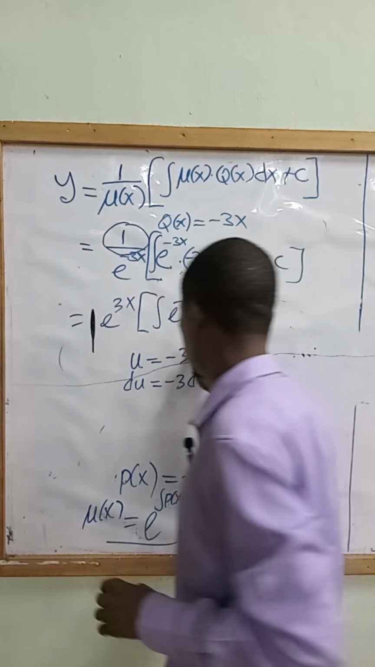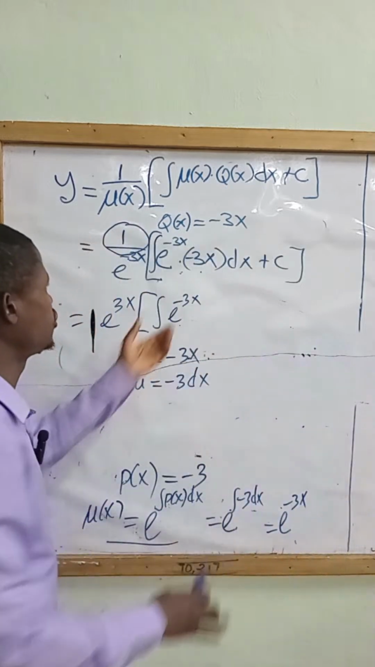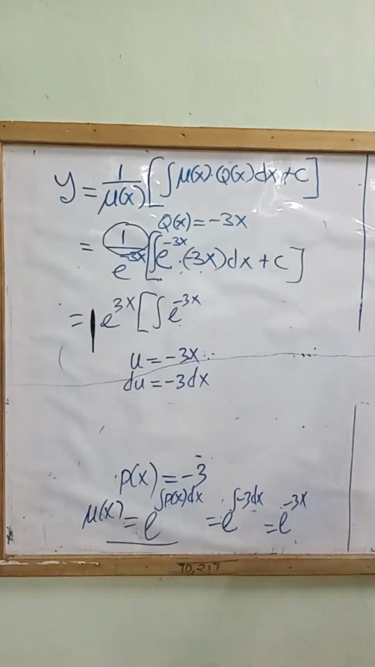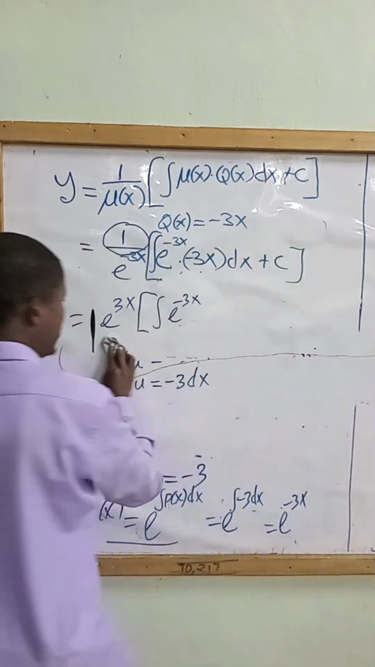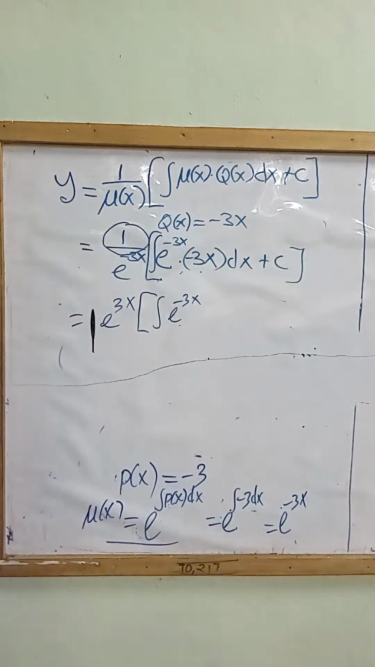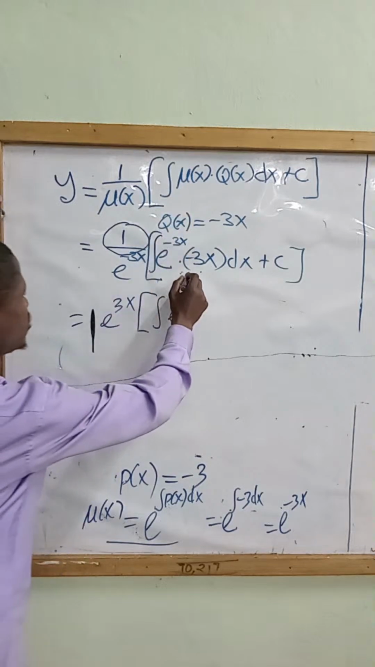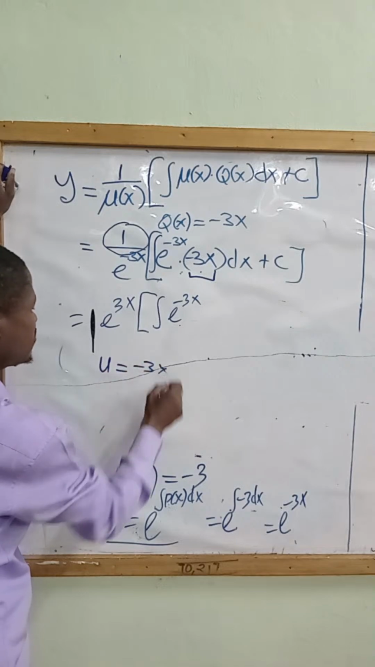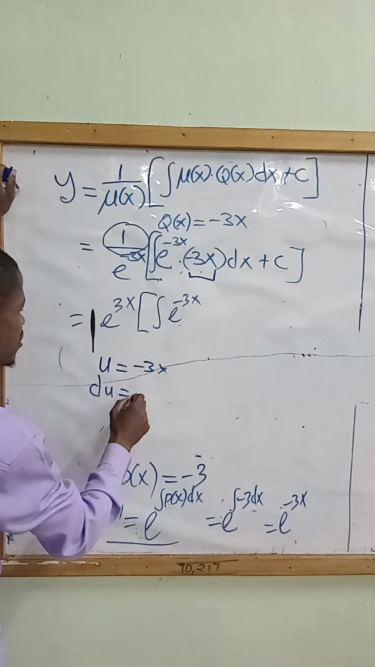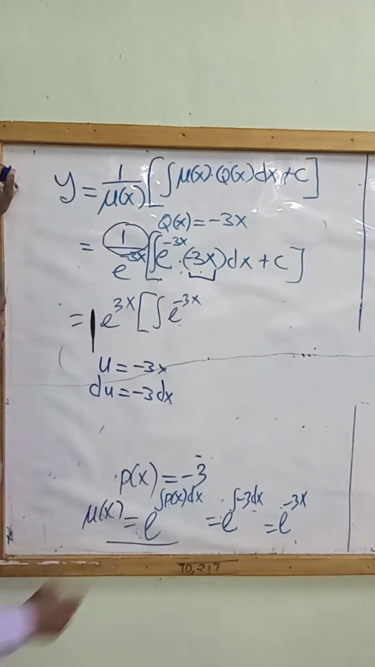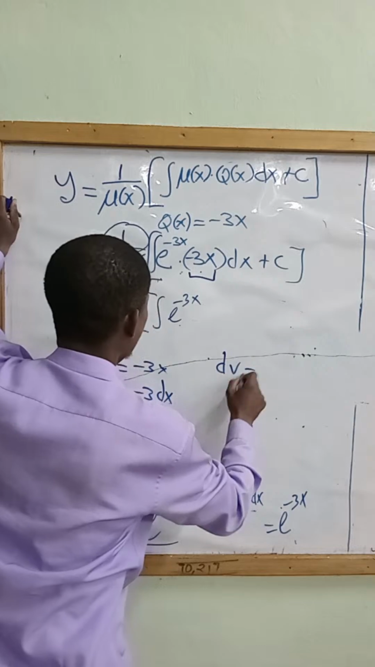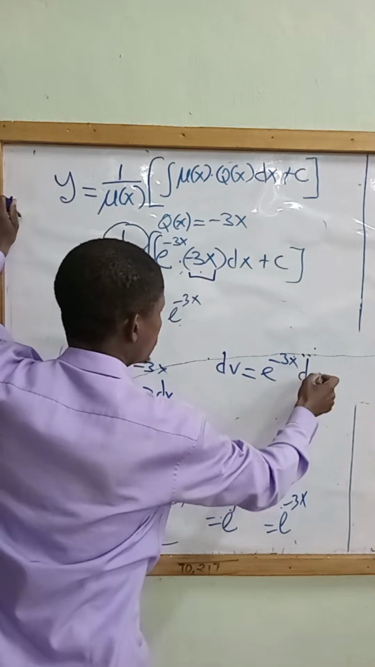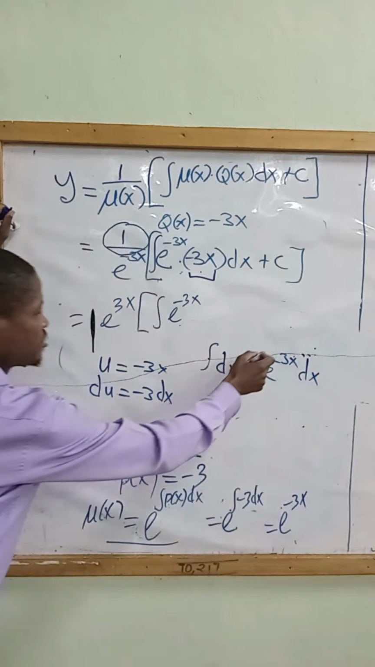The change of variable, I don't think is working. We're going to use integration by parts for that. And that will be equal to, we're going to make this one to be u. u is equal to minus 3x. So the du is equal to what? Minus 3 dx. Then the v will be equal to what? e to the minus 3x dx.